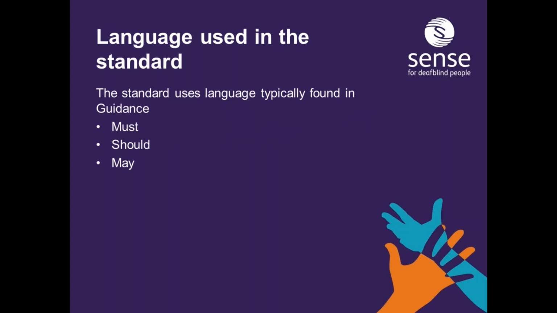The language used in the standard is that typically contained in government guidance. So if the standard uses a must, then the organisation must do it. If it's a should, the organisation should do it unless a legally sound reason not to exists. If the standard uses a may, then the action is optional and there is no legal duty to carry out the action. However, it usually implies that there is a power to do something and the organisation is not prohibited from carrying out the action in question.